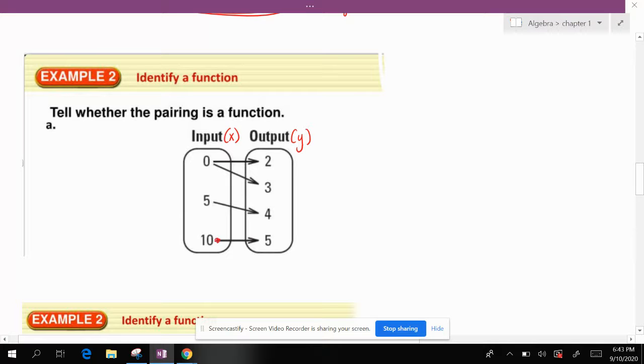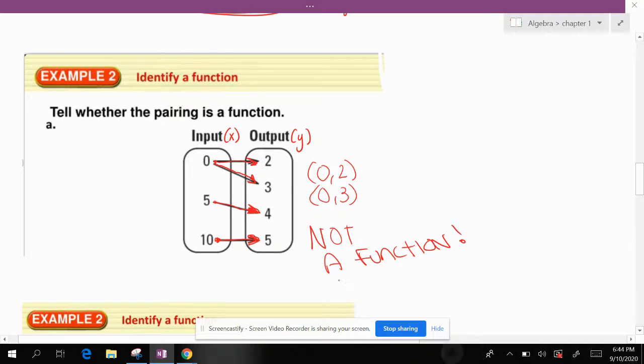For every single x, there's exactly one y. So let's look at the 10. There's only one y, and it's a 5. Let's go to 5. For every x, there's one y. All right, in this case, it's a 4. Well, wait a second. This x has 2 y's that it's going to, 0, 2 and 0, 3. Because this x appears twice and has 2 different y values, this table is not a function. And that's because the x appears twice. Or if you have something like this where there's arrows, your x is going to 2 different y values.